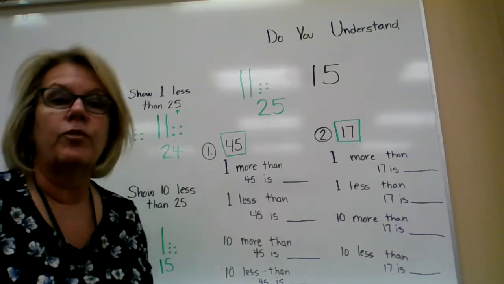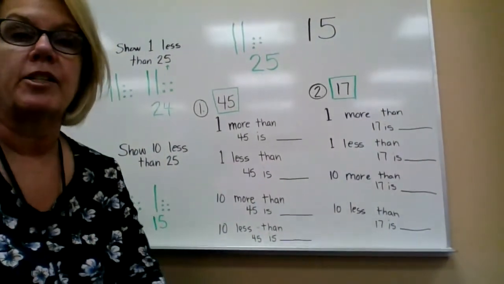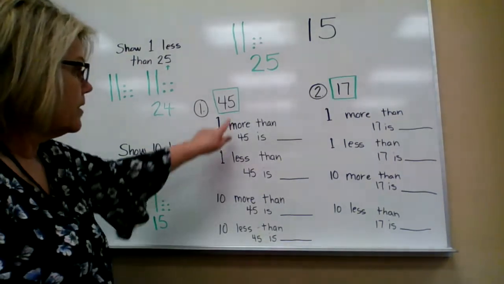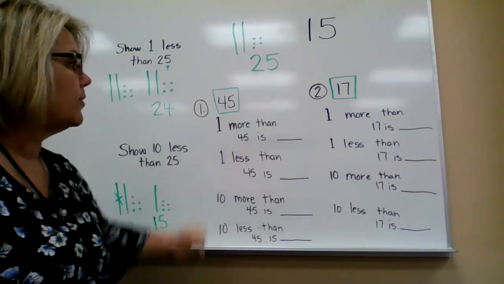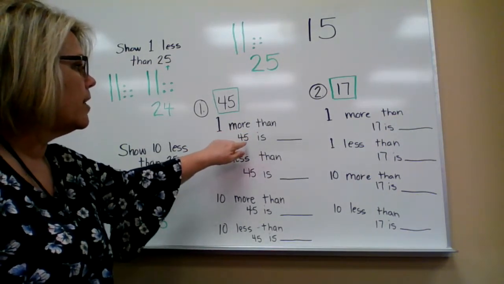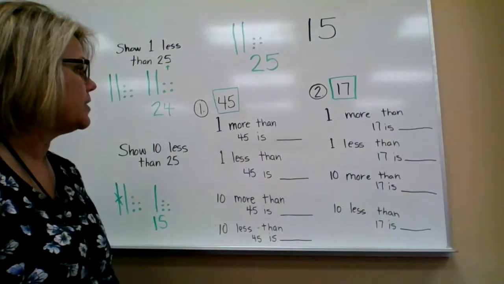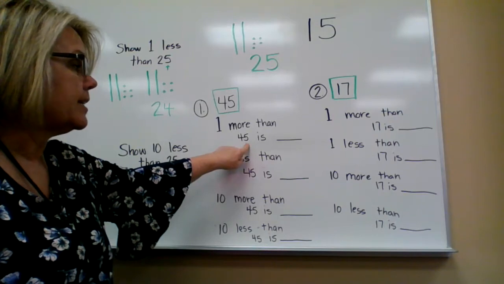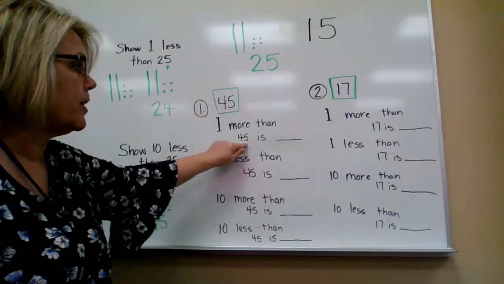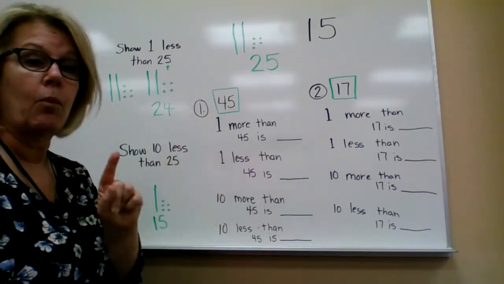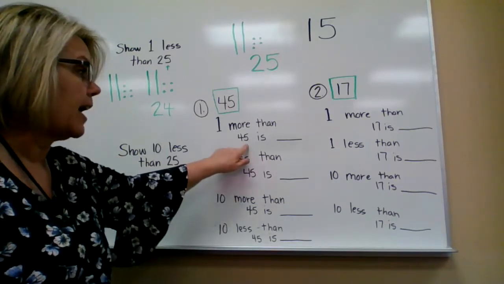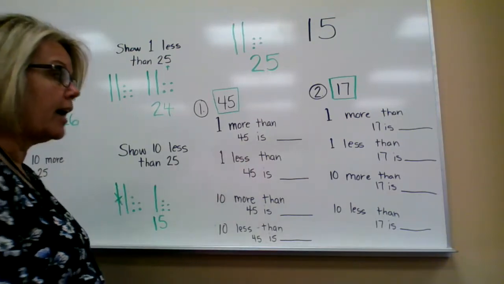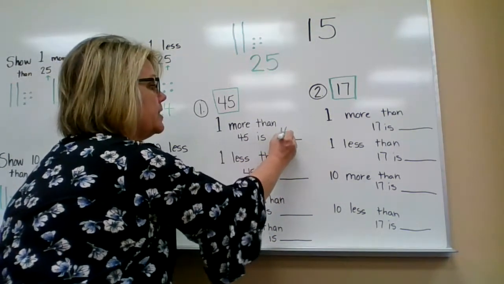So now I want you to move on to the practice problems. Before moving on your own, let's look at number 1. The number we're working with is 45. What is one more than 45? Well, you're going to look at your number in the ones place, and it's getting bigger by 1. So your number in the ones place is going to get bigger by 1. What number comes after 5? 6. So what number is 1 more than 45? 46.